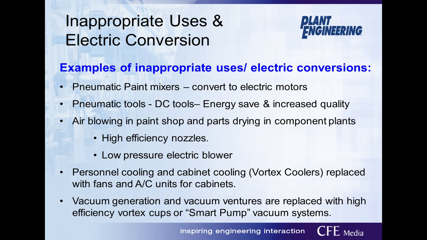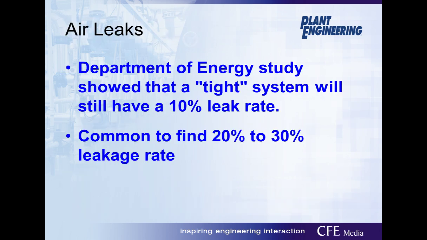With pneumatic tools, we switched to DC, which saved energy and also increased quality. For any air blowing, we used high-efficiency nozzles or low-pressure electric blowers, and we eliminated the personal coolers and cabinet coolers, using either fans or AC units for the cabinets. Again, for vacuum generation and vacuum venturis, we replaced those with high-efficiency vortex cups or smart pump vacuum systems. So again, finding ways to take advantage of that inefficiency we have with compressed air versus electric. And of course, leaks.